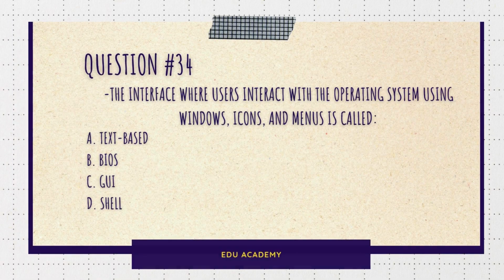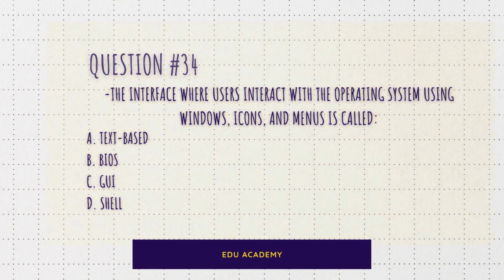Question 34. The interface where users interact with the operating system using windows, icons, and menus is called A. Text-based. B. BIOS. C. GUI. D. Shell. You have 10 seconds to answer.